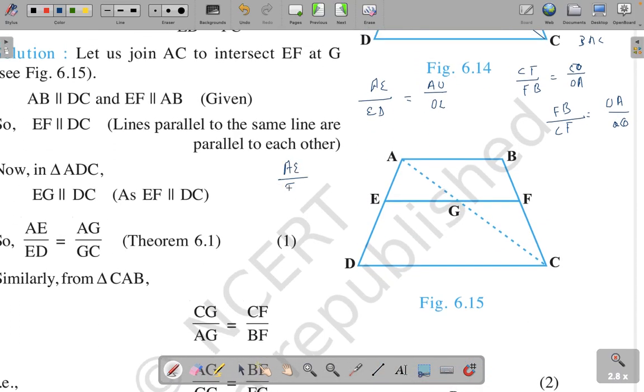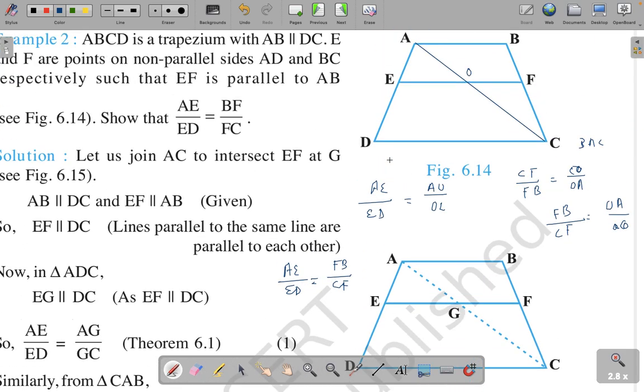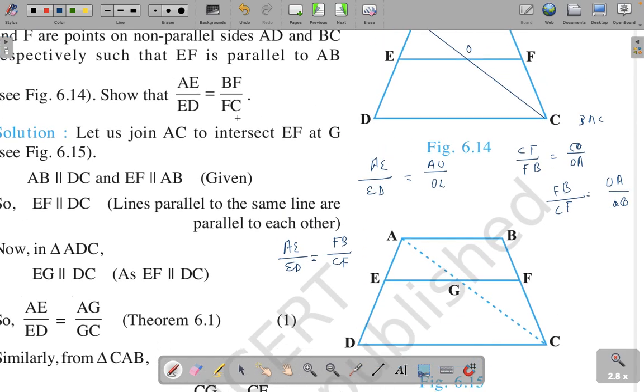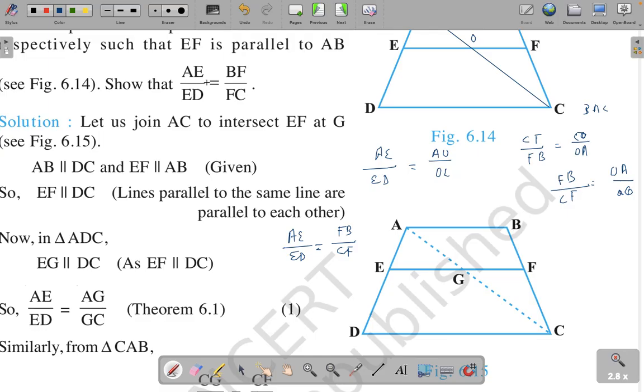So from this and this, you can say AE upon ED is equal to FB upon CF, right? So this is what you had to prove: AE upon ED is equal to FB upon CF. Any question? No, sir. You'll get the same answer if you join these two. Maybe you can try doing that later. Okay.